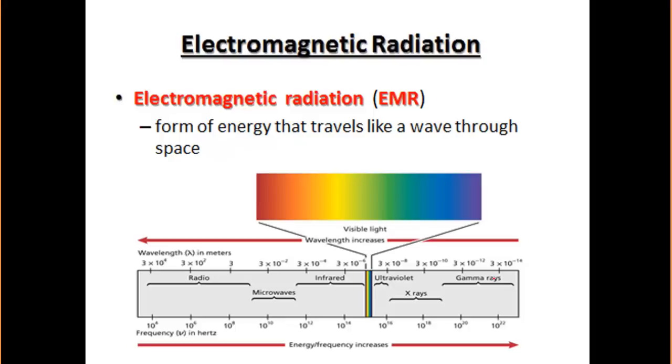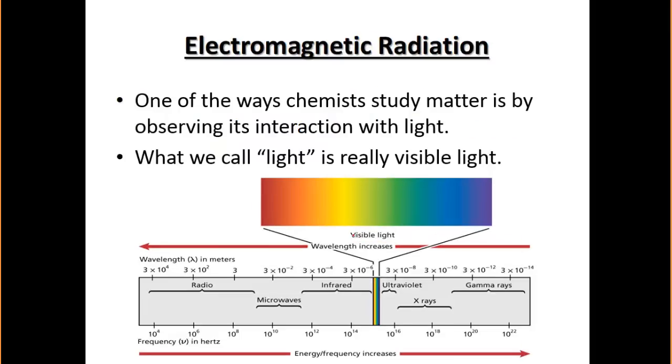Now, as we look into the electrons, our first idea is going to be electromagnetic radiation. Electromagnetic radiation is going to be abbreviated EMR. So electromagnetic radiation, a form of energy that travels like a wave through space. Now, there are a lot of different varieties of electromagnetic radiation, including visible light, and we're going to point those out in just a minute. But one of the things that scientists do is the chemists might want to study the way matter interacts with light, and so what we can actually see.